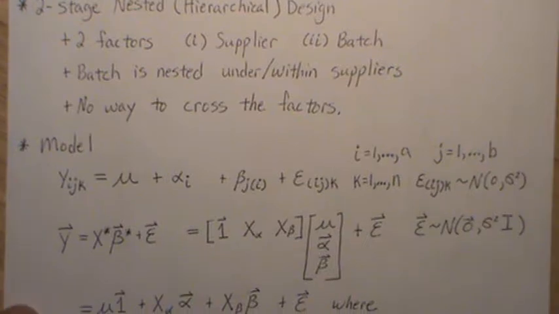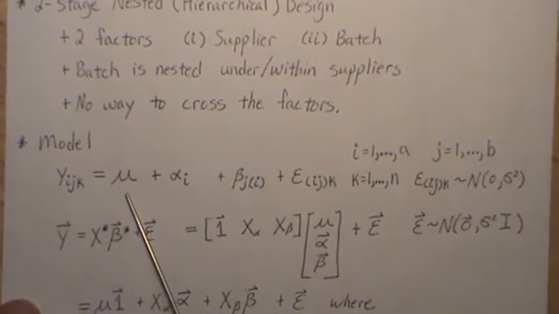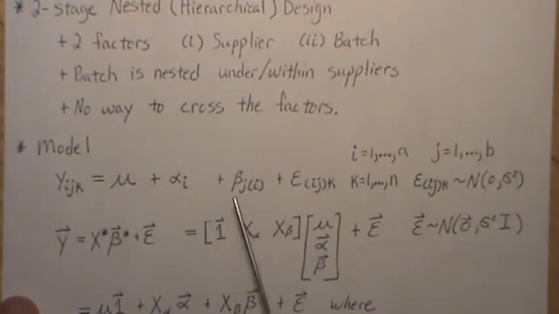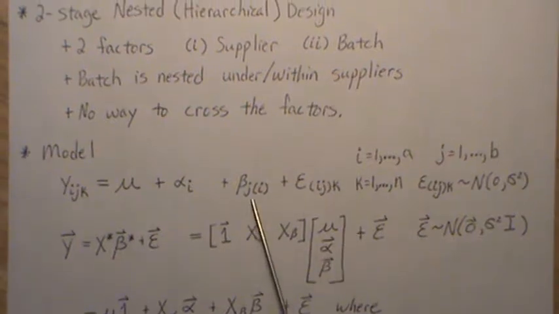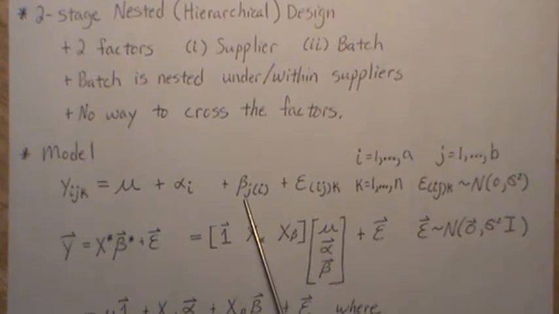So the model would be Y_ijk. Is there some overall constant effect? Alpha i, so that's the supplier. There's a beta j, and this is (i) in parentheses. It means that the factor j, or factor B, is nested within factor i, or this factor.